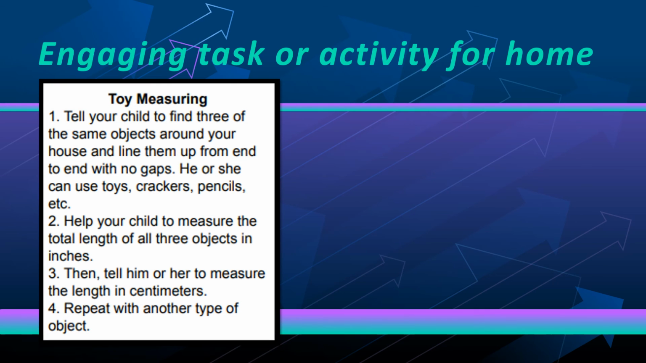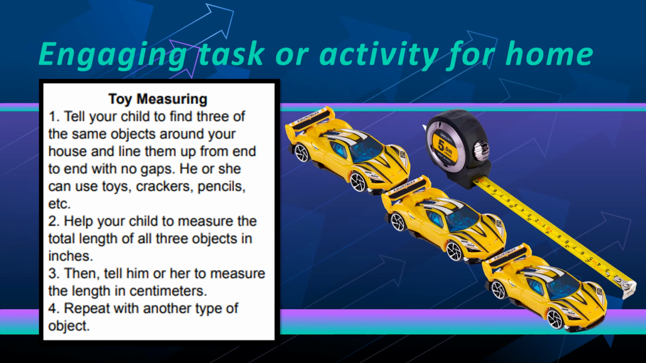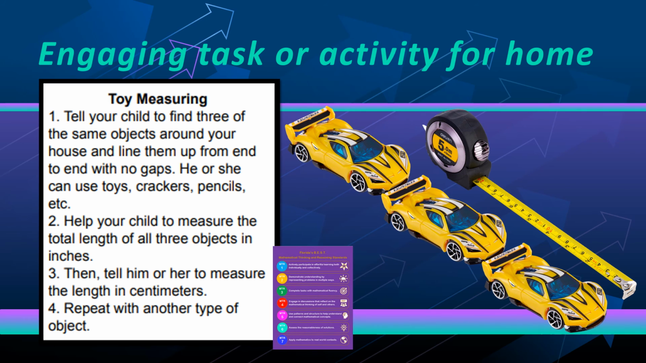We're going to look at an activity that comes from the parent letter tic-tac-toe choice boards. This one is called toy measuring. So you're going to find or ask your child to find 3 of the same object around your house and line them up from end to end with no gaps. He or she can use toys, crackers, pencils, or whatever you have. Help your child measure the total length of all 3 objects in inches. Then tell him or her to measure the length in centimeters. Repeat with another type of object. And you can have a discussion about why the number of units are different between inches and centimeters.